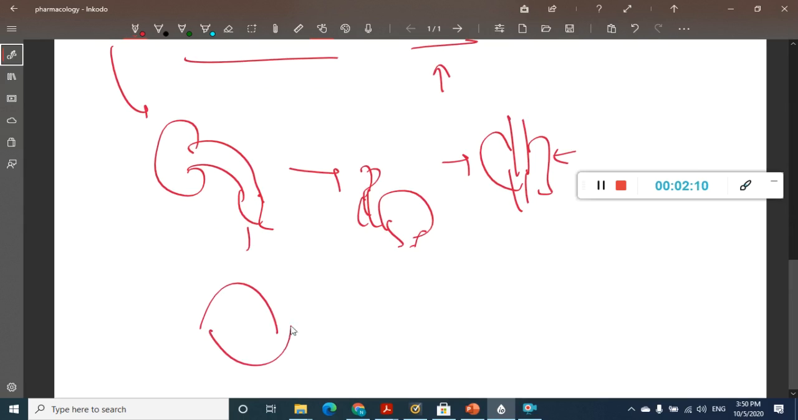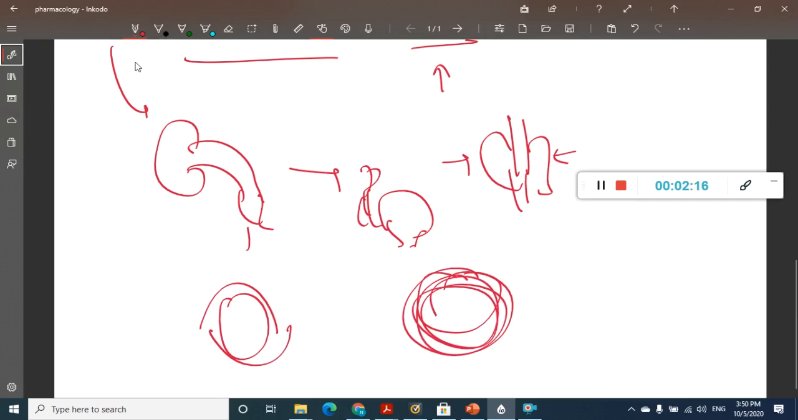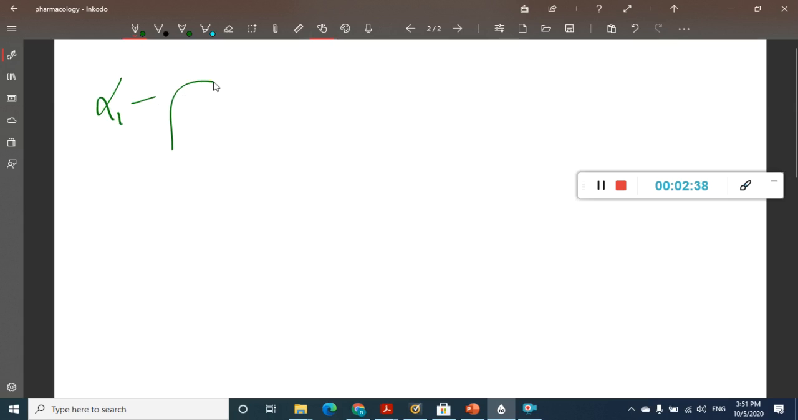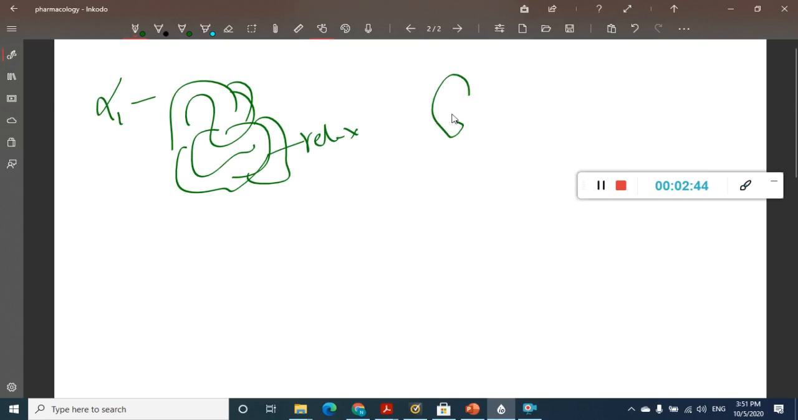It is present in the eyes. In the eyes we have two types of muscles: the ciliary muscles and the radial muscles. Alpha 1 causes contraction of the radial muscles, and once there is contraction of the radial muscles, mydriasis of the eye occurs. In the gut, it causes relaxation of the gut. In the glands, it causes relaxation and retention of secretions.